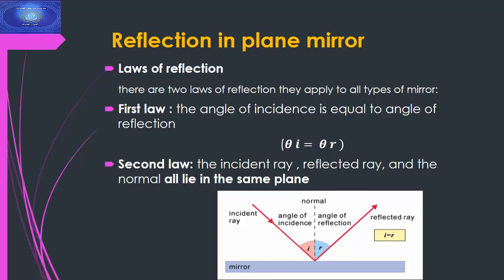Laws of reflection. There are two laws of reflection. They apply to all types of mirror, not only a plane mirror. The first law states that the angle of incidence equals the angle of reflection. Angle of incidence I equals angle of reflection R. The second law of reflection states that the incident ray, the reflected ray and the normal all lie in the same plane. So we have two laws for reflection.